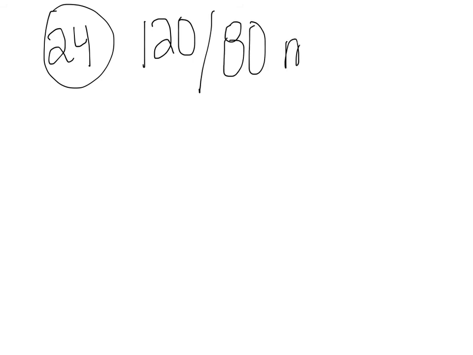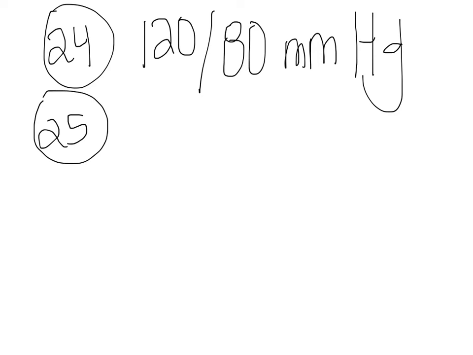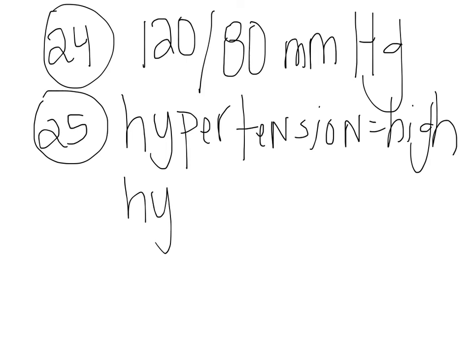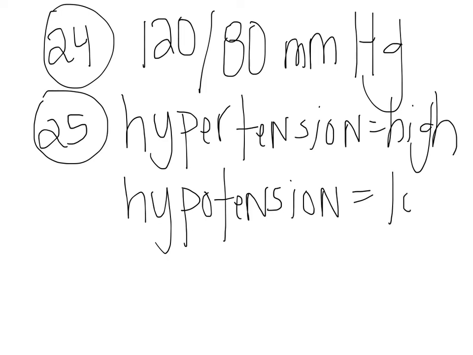Question 24 asks, what is normal blood pressure? This is going to be 120/80 millimeters of mercury. So 120/80 is a normal blood pressure reading. And then 25, high blood pressure is known as hypertension. That's when you get above 120/80. And then low blood pressure is known as hypotension.